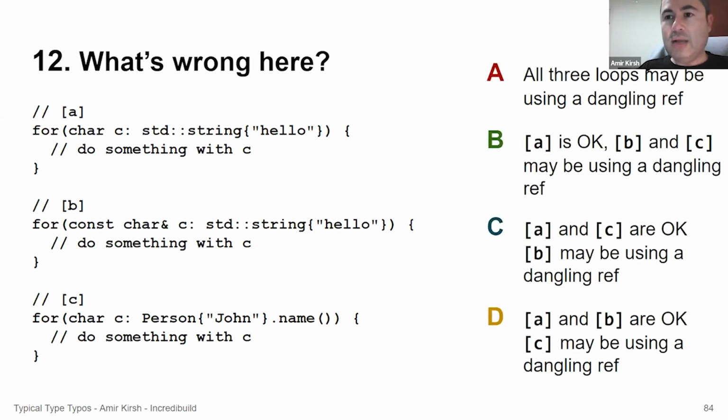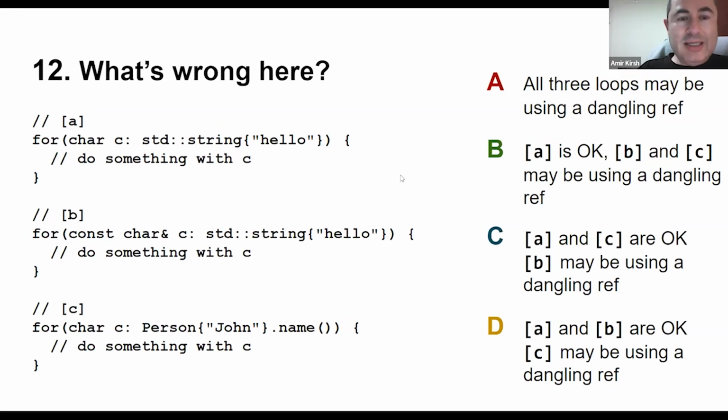These are the answers. Let's take a look at the answers before the poll. A, all 3 loops may be using a dangling reference. Or B, A is okay, but B and C may be using a dangling reference. Or C says that A and C are okay, but B may be using a dangling reference. And the last one says that A and B are okay, but C may be using a dangling reference. So the question is, which of the loops is bad?